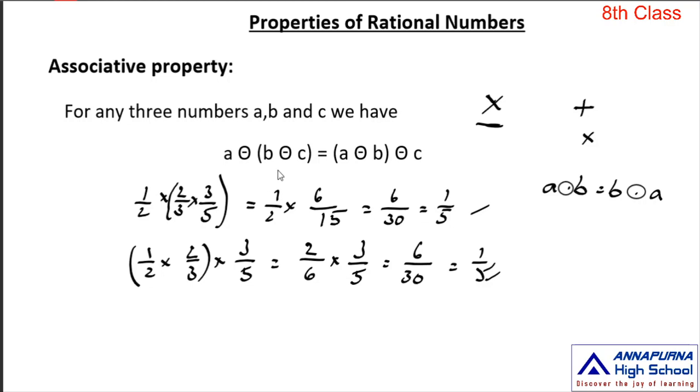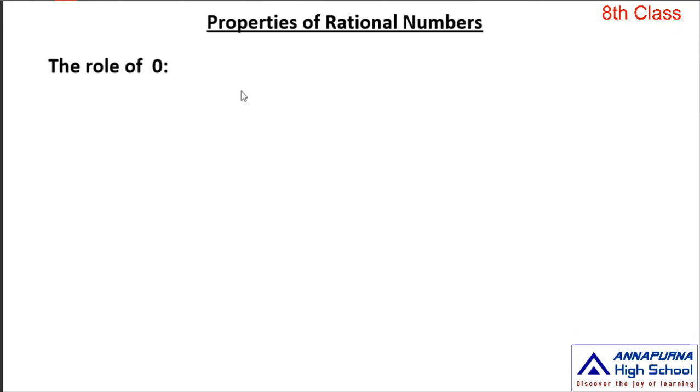Okay, and the next one is the role of 0. So in our number system, is there any importance for this 0? I think you said one answer. This 0 separates the positive numbers and negative numbers. Not only in the integers, even the positive rational numbers and the negative rational numbers are separated by 0. So that is the most important.